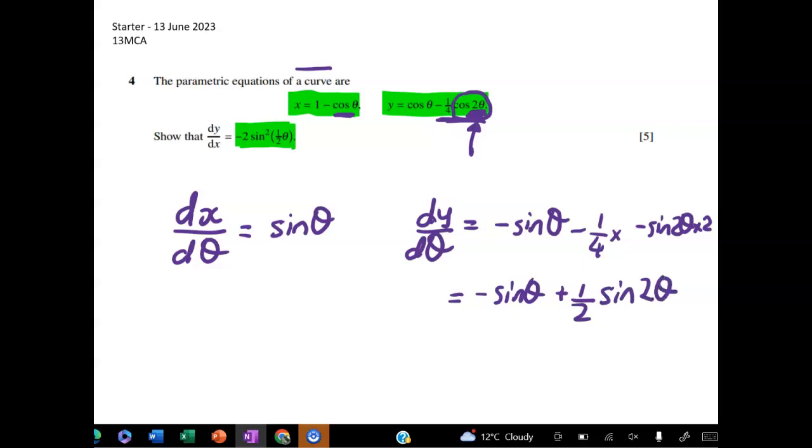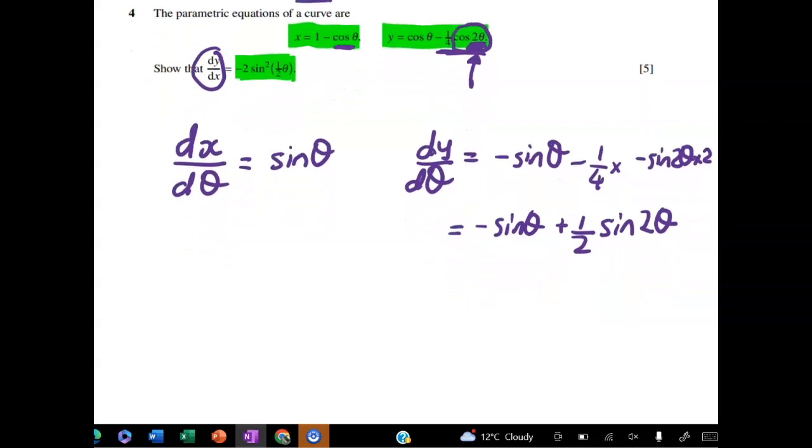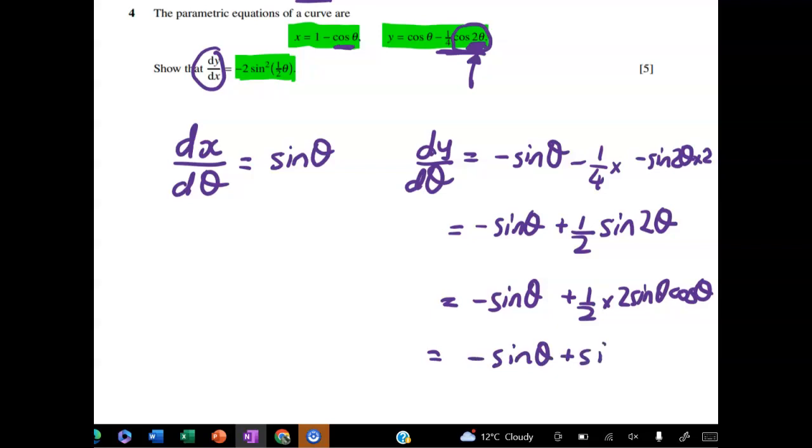So let's clean that up. We get negative sine theta plus 1/2 sine 2 theta. Now I can already see where this is going with dy by dx, so I'm going to simplify this dy by d theta now. I get negative sine theta plus 1/2 times 2 sine theta cos theta, which gives me negative sine theta plus sine theta cos theta.